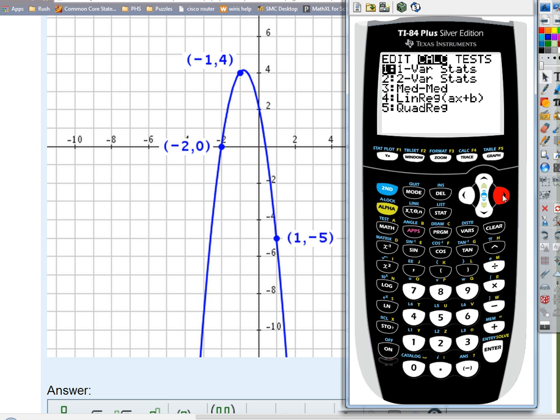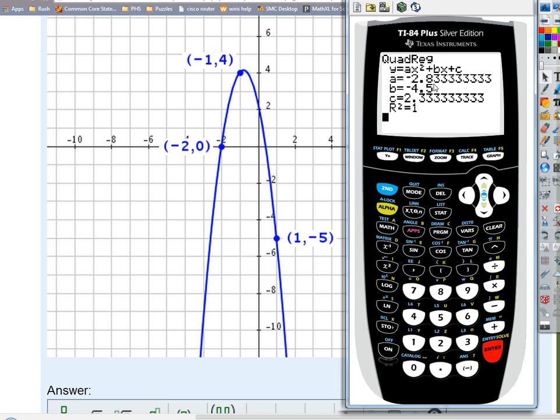What kind of regression am I doing here? For a parabola? Not linear. Quadratic. So I'm going to do 5 instead of 4. Stat calc 5. And that's the answer right there.